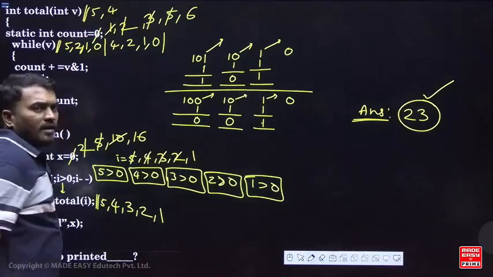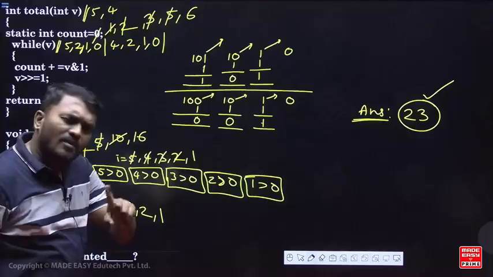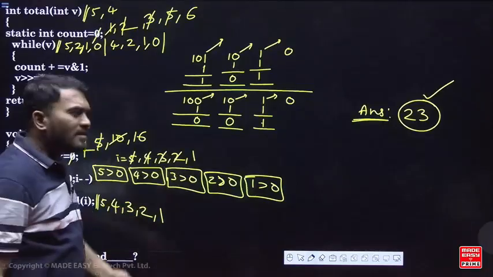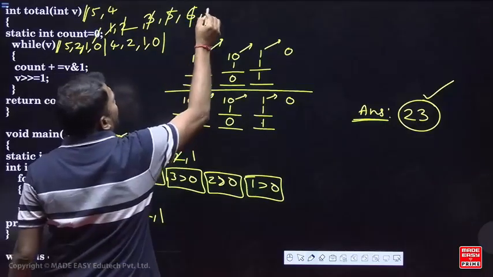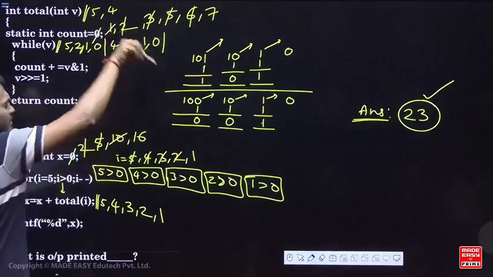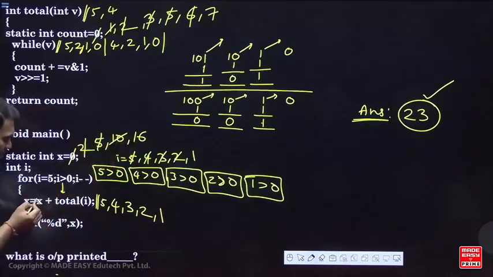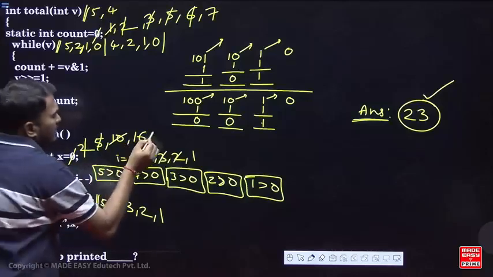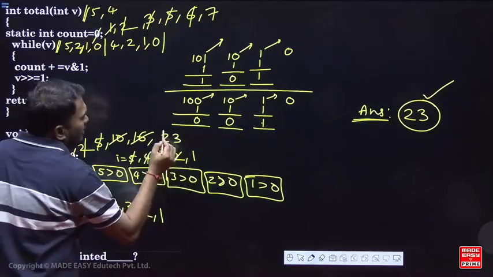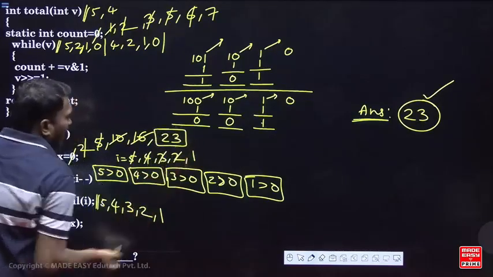So when you receive 1 here, in the 1 how many binary ones are there? Only one is there. 1 means only 1, right? So how many times will count increment? Only 1 time, 7. Now that 7 will be added to what? X. Now tell me what is the X value here? 16. 16 plus 7, how much? 23.